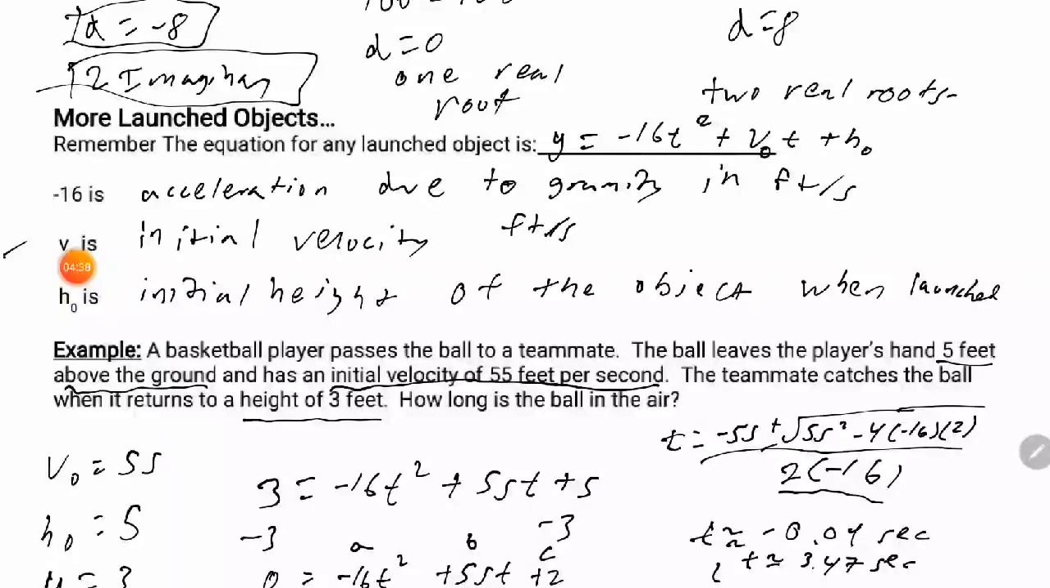Now, we got 2 answers, but obviously one of them doesn't make sense in the context of the problem. t equals negative 0.04 seconds means his teammate caught the ball 0.04 seconds before he even threw it. So this answer doesn't actually work. So our final answer is D, about 3.47 seconds. That's how long the ball traveled through the air. That's a long pass. And that is it for today on the quadratic formula.